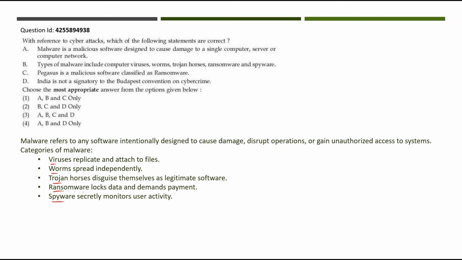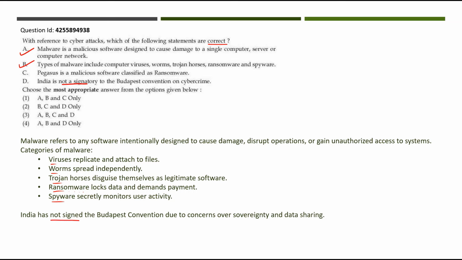It is perfectly true. So they are asking which are correct statements. A is right. What about B statement? Types of malware include computer viruses, worms, Trojan horses, ransomware and spyware. The categories are also right. So B is also right. And what about D? India is not a signatory to the Budapest Convention on Cybercrime. India has not signed the Budapest Convention due to concerns over sovereignty and data sharing. So when they say it's not a signatory and it has not signed, both mean the same. So D is also right. So from here we can take A, B, and from here we can take D.